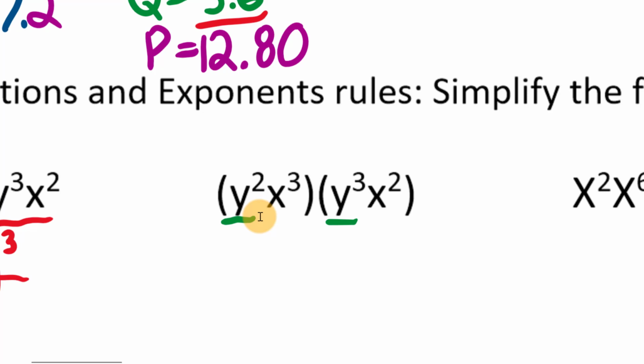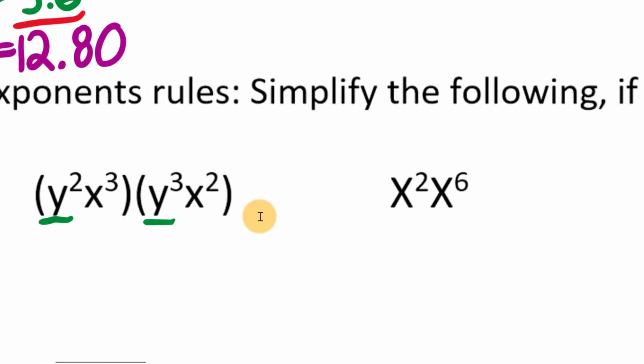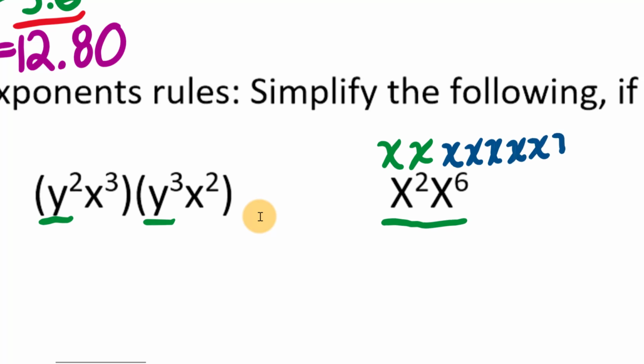Now, why is that? Let's just think about that real quickly. Before we do anything more complicated, let's look here. X squared times x to the sixth. We add exponents because what x squared means is x times x. And what x to the sixth power means is x times x times x times x times x times x.